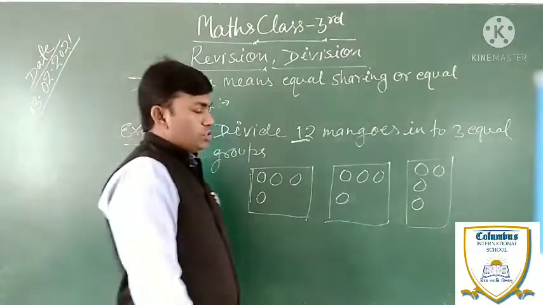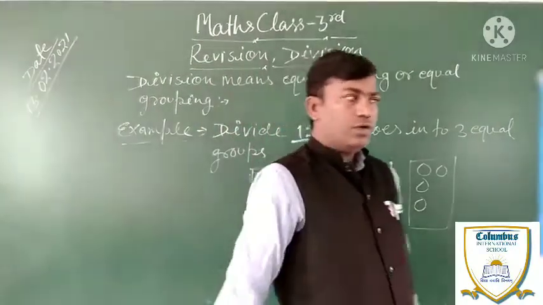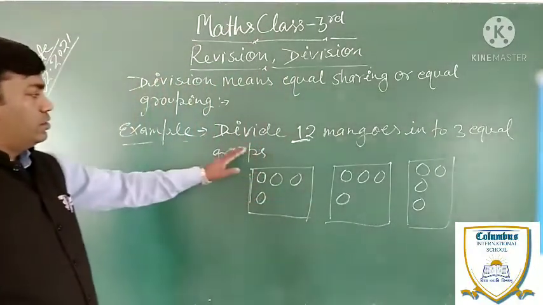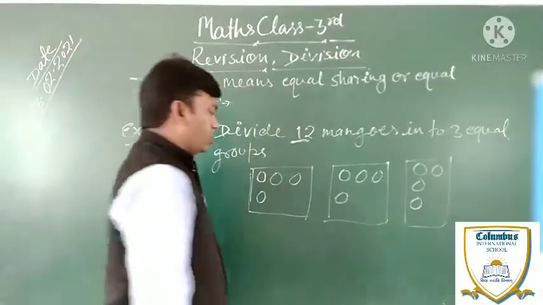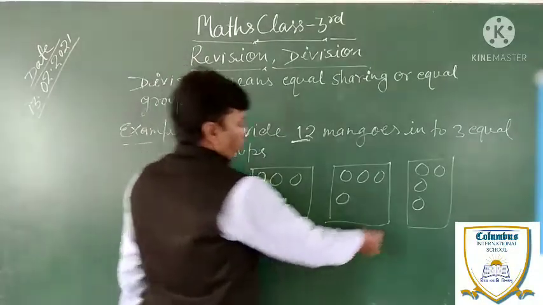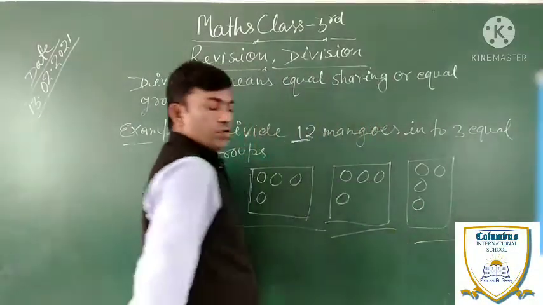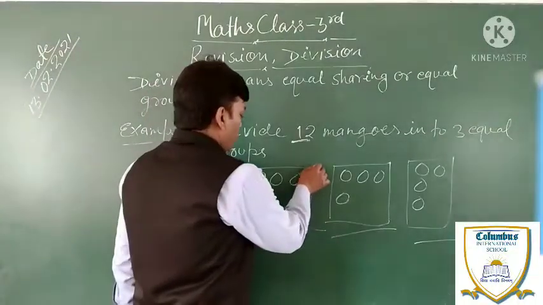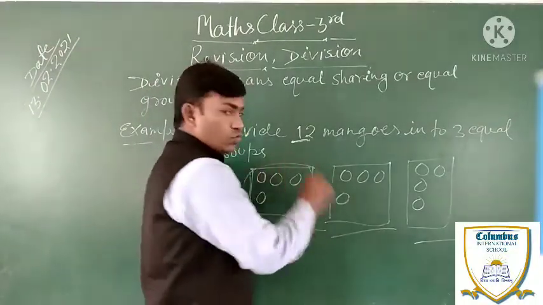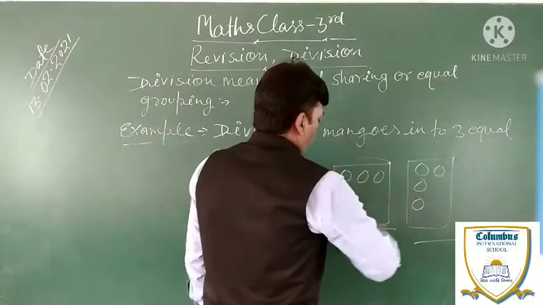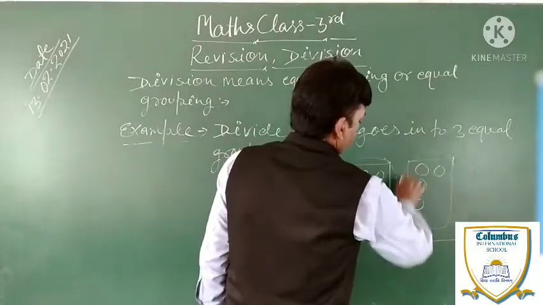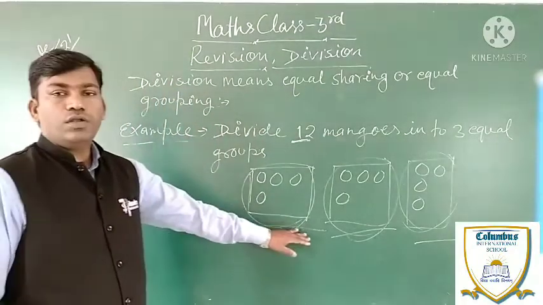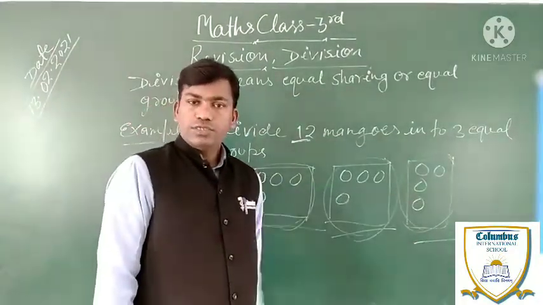12 mangoes. This is called equal sharing or grouping. We have divided 12 mangoes into 3 equal groups. You know that? Equal groups, because each group has 4 mangoes. So we will say it is equal sharing. Okay.